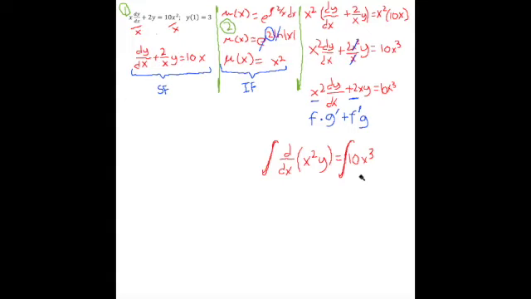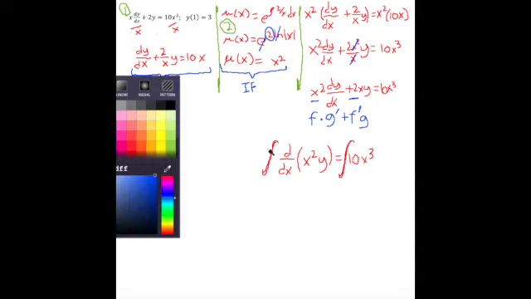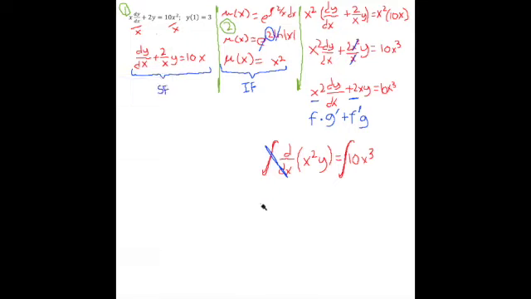Lastly, we're going to integrate both sides of the equation, solve for y, and since we're given initial values in this problem, we're also going to solve for c. So integrating both sides, we have the integral of d/dx of x²y equals the integral of 10x³ dx. The integral cancels on the left side, and on the right side, we're simply evaluating the integral to be 10/4 x⁴ + c. We're now going to divide out x squared on the left side, and we're left with y equals 5/2 x² + c/x².